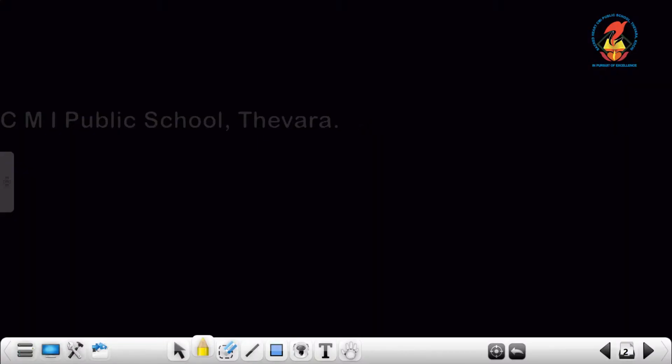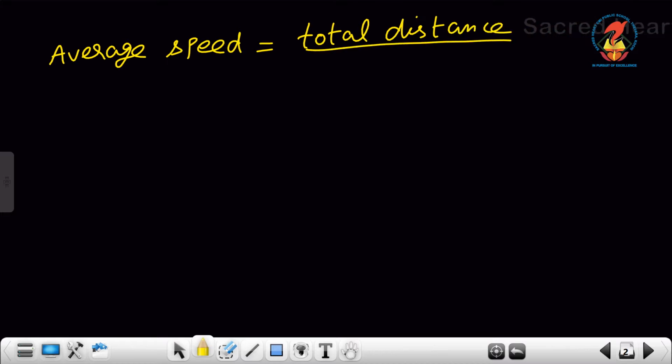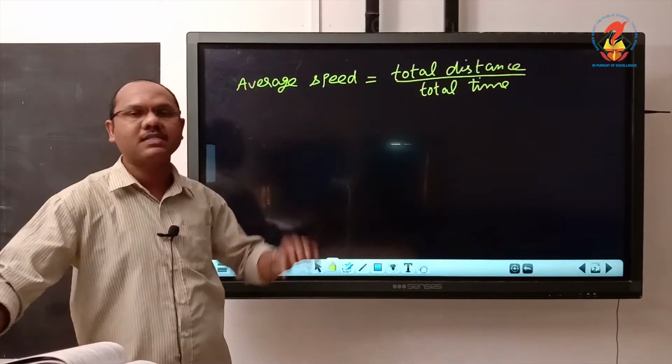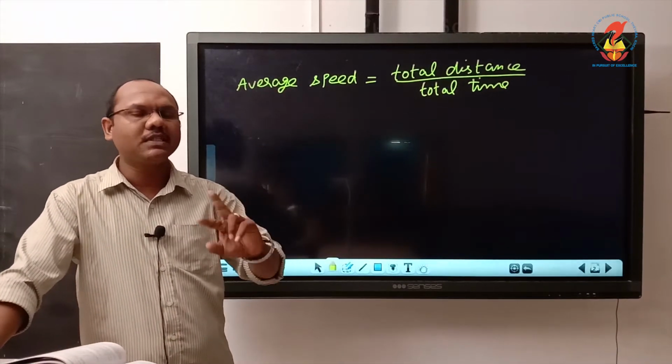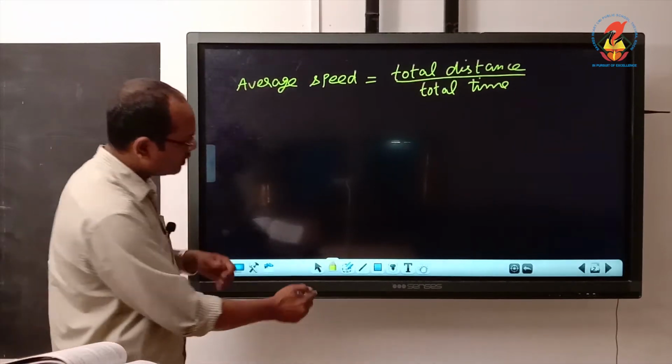So, I will write like this. Average speed equal to total distance by total time. So there are different instances in which we can apply this formula. I am just going to give you 3 examples. So example 1.